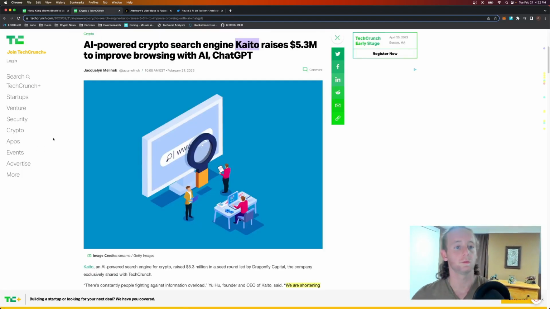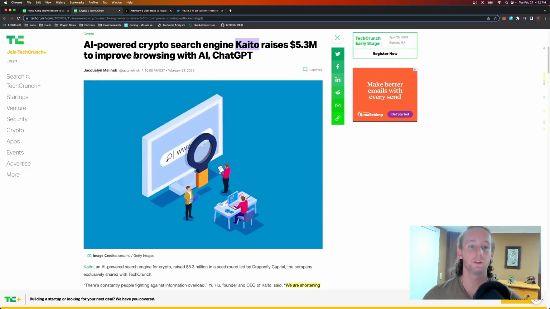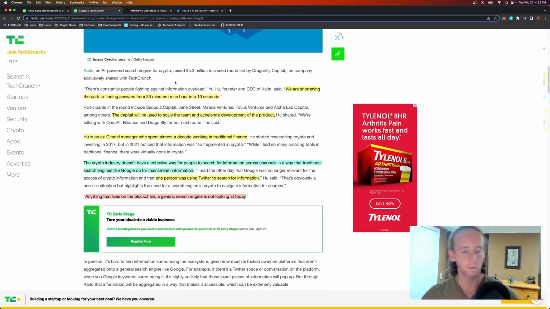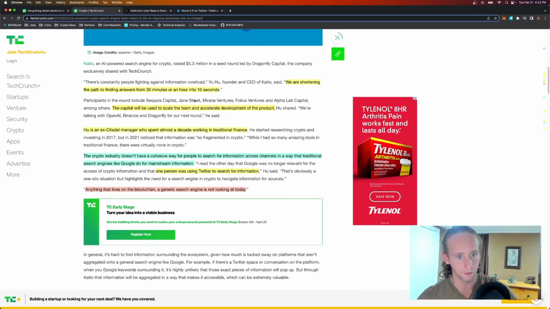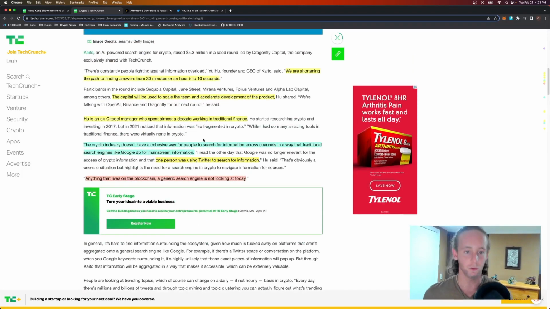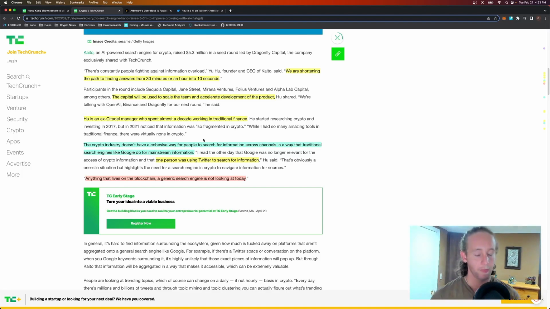So this one's pretty cool. There's this AI-powered search engine for crypto named Kaito, or Kaito. I don't know. I never really know how to pronounce things. But they raised over $5 million to improve their browsing with AI and ChatGPT. So I'm actually going to start discussing this article a little bit further down, because the first question is, what's the point of creating a search engine with AI? A lot of people are doing it, but this one is specific to crypto.